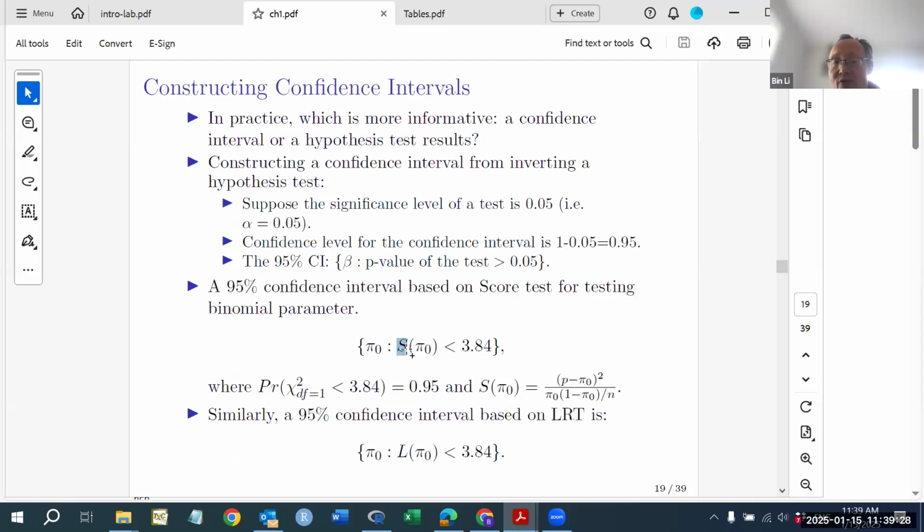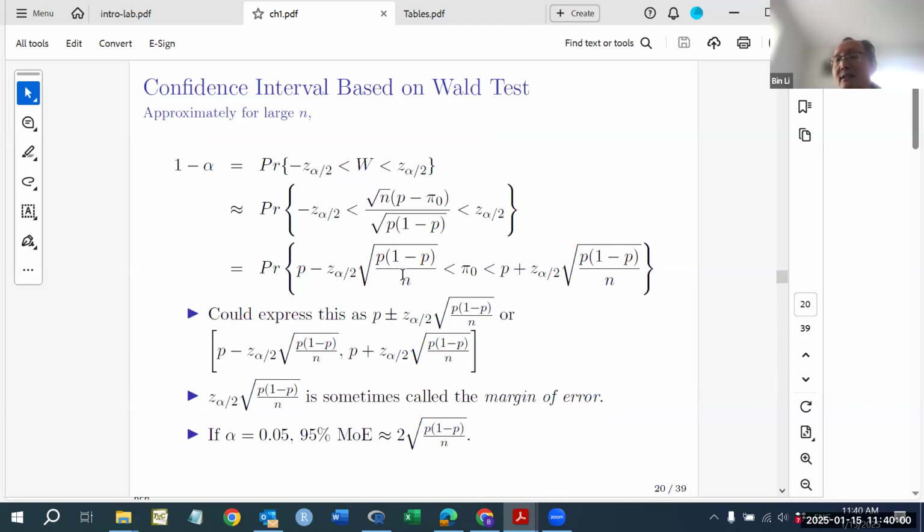So the 95% confidence interval based on the score test is nothing but the set of the pi zero values such that the score test statistic is no greater than 3.84. That's it. And similarly, what is a 95% confidence interval based on the likelihood ratio test? It's the set of the pi zero values such that the likelihood ratio test statistic is less than 3.84. Okay, so let's see an example.